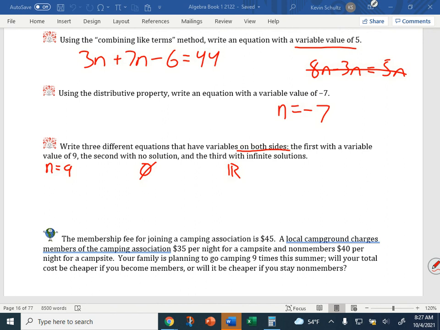Yeah. So the question here is, your family's planning to go camping 9 times during the summer. Will your total cost be cheaper if you become members, or will it be cheaper if you stay non-members? What's more cost effective for you? If you plan on going 9 times, should you pay the membership fee and thus get cheaper campsite rentals? Or is it better for you just to show up each of the 9 times, don't become a member, and don't answer now. It's for you to do. Okay, what's going to be the cheaper option?